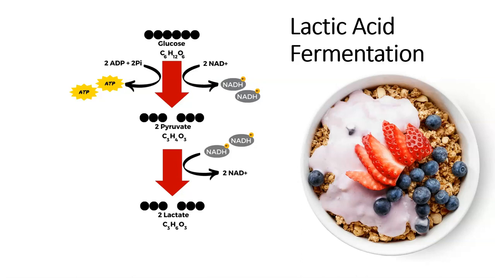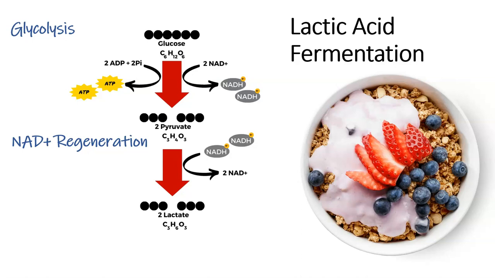One example is our lactobacilli. Lactobacilli are the bacteria that we find in our yogurt. These organisms obtain ATP through glycolysis, and then they regenerate NAD by dumping electrons back on pyruvate. So that's what you see in the second half of this pathway here. Lactic acid is produced as a waste product.